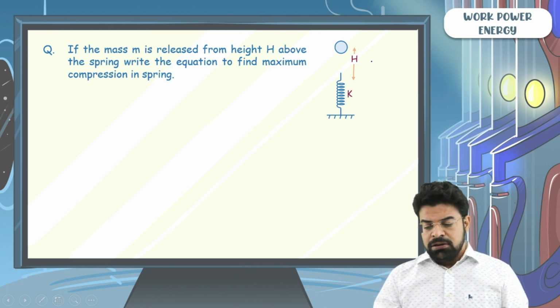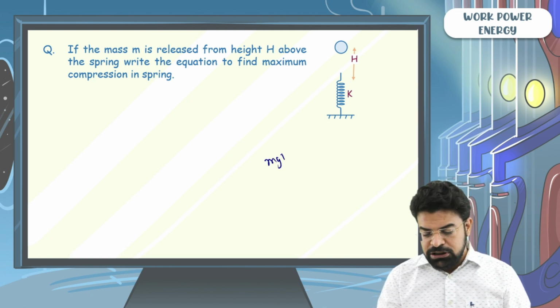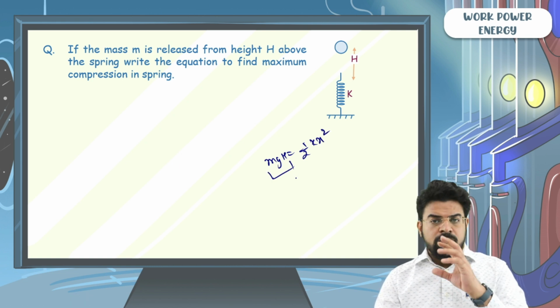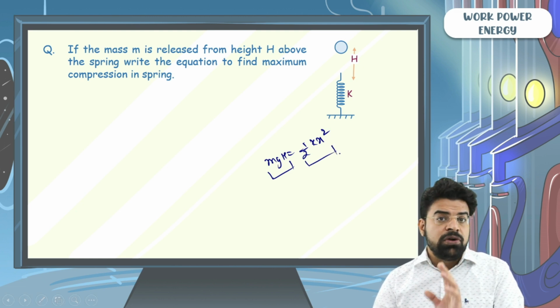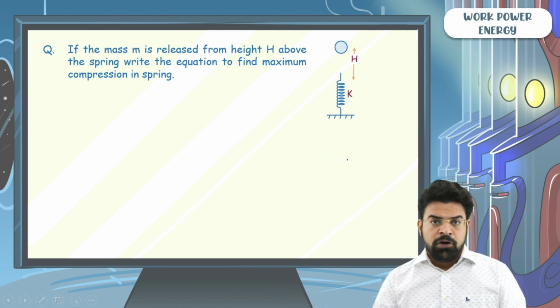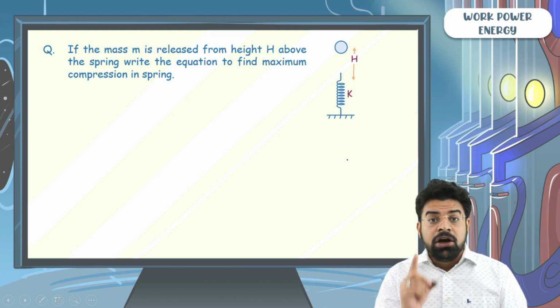Now here, the common error that students make is they write the equation as mgh equals half kx square. The initial potential energy stored in the ball because of gravity becomes equal to the final potential energy stored in the spring. Better do not do this. This will give you the wrong answer. So sir, what to do? Go strategically, go systematically, go conceptually.